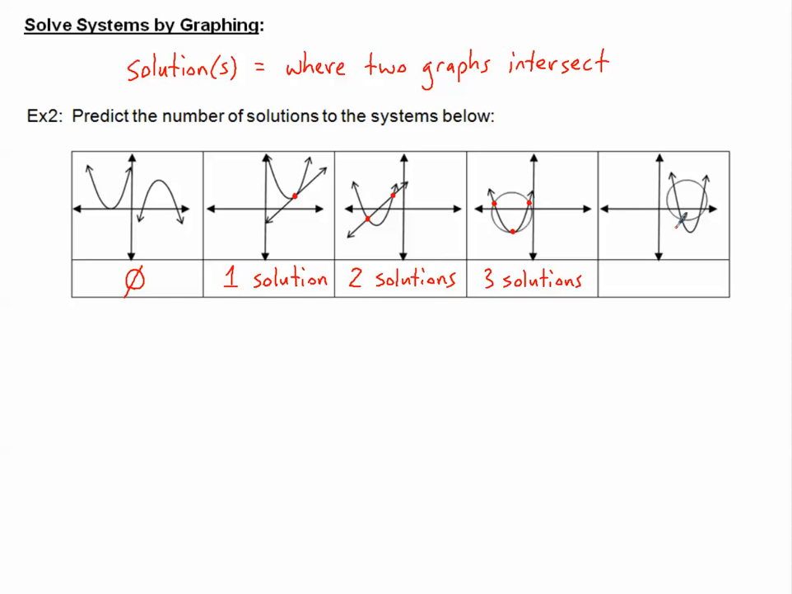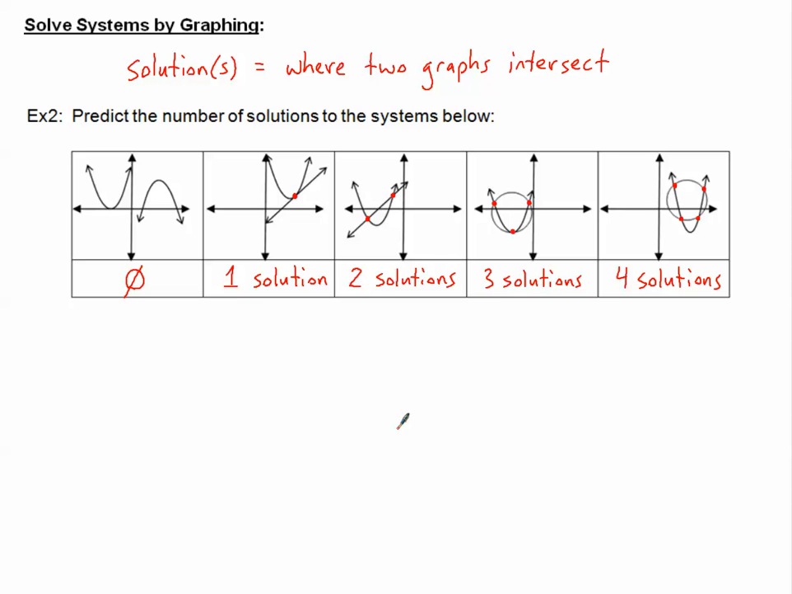And finally, our last one, we have a circle and we have a parabola, and this time the parabola is intersecting in 4 different spots. So we have 4 solutions. So today when we're graphing, or when we're solving algebraically, there might be no solutions, but there might be all the way up to 4 solutions. So we're on the lookout for as many solutions as we can find.